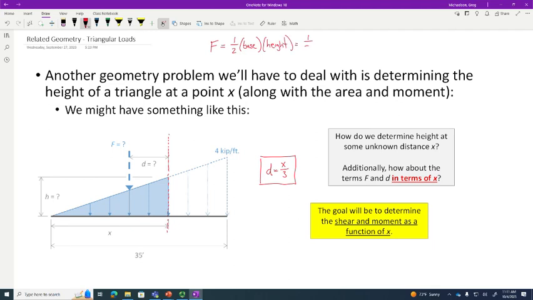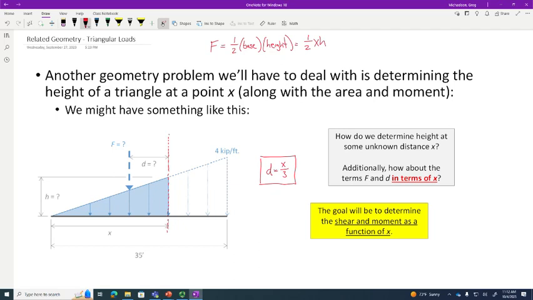Okay, so 1/2 base times height. So what is the base of this rectangle, or sorry, this triangle? The base of this triangle is x, right? And the height of this triangle, I'm going to try and figure that out, okay? So we'll erase this, and we'll say 1/2 x, and we'll call it h, okay?